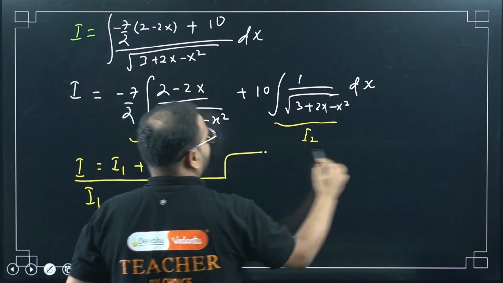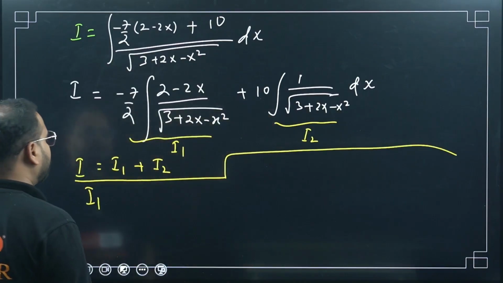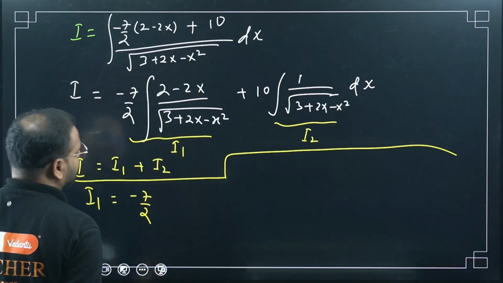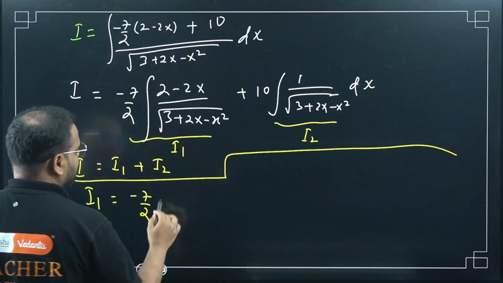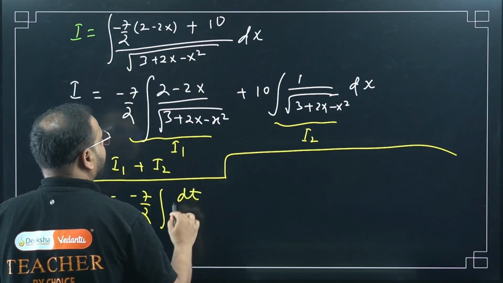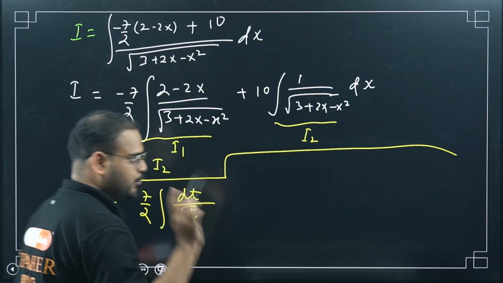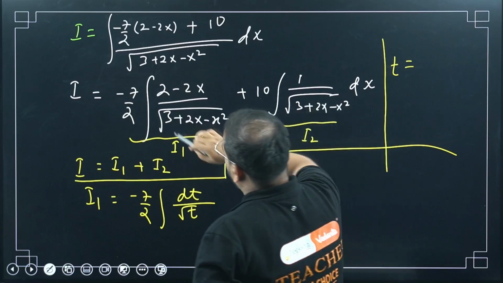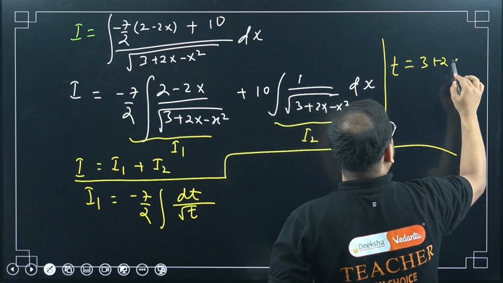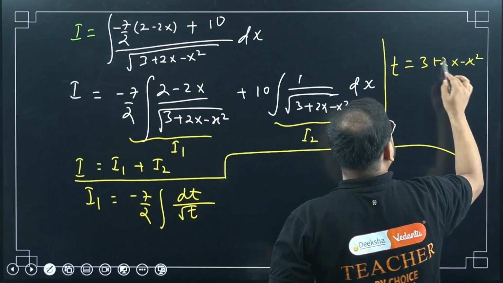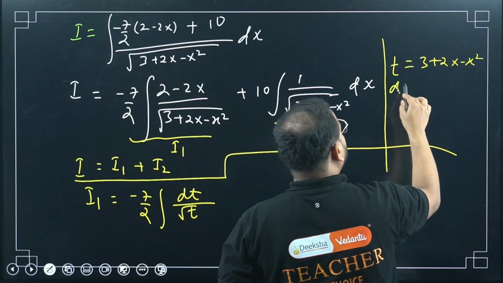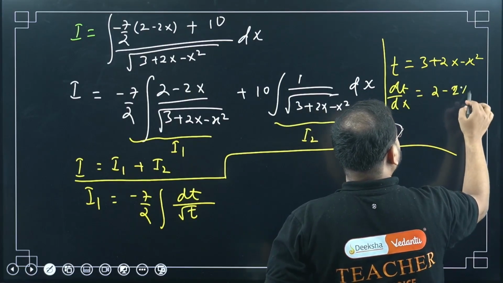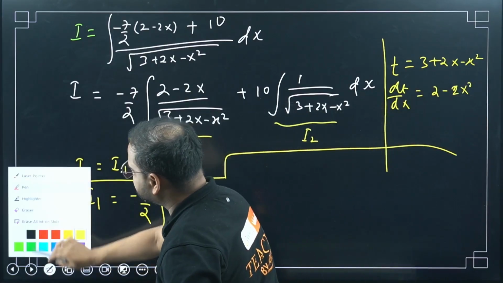I1 will be written like this: minus 7 by 2 will be common, of course, and this will be, if I take this as t, you will get t dt by root t. I will show you how. Take t equals 3 plus 2x minus x square. We just saw this differentiation, no? We will get dt by dx equals what? 2 minus 2x. Yes or no?